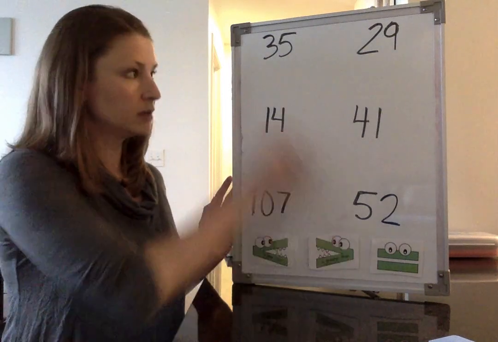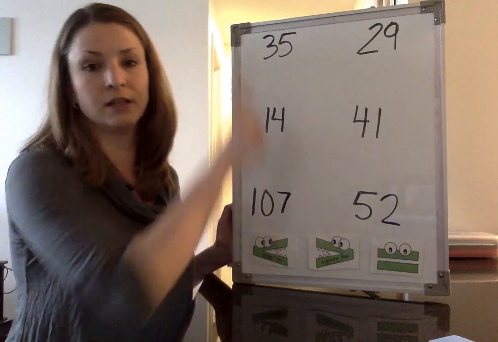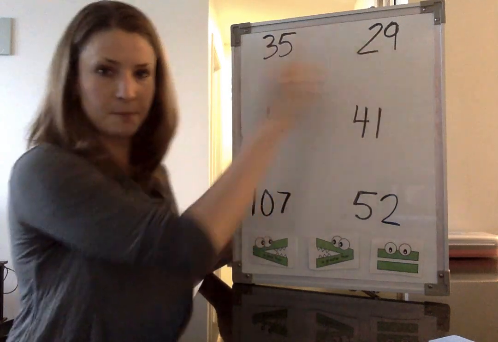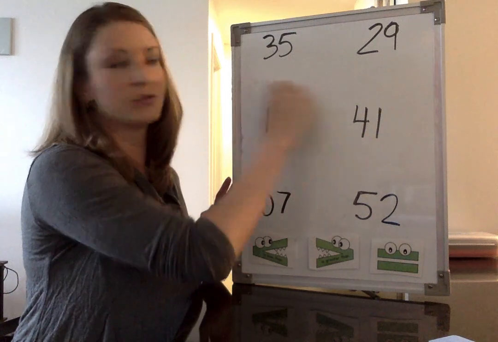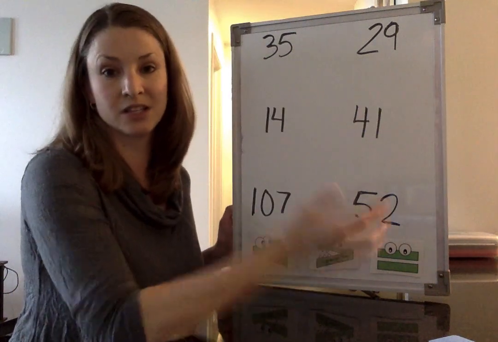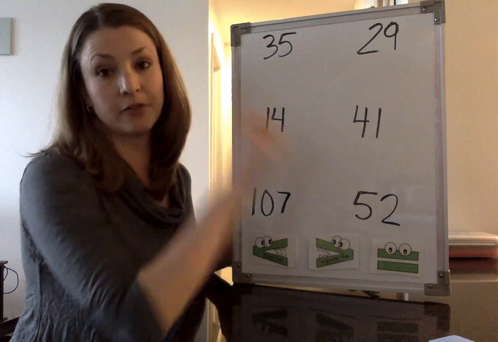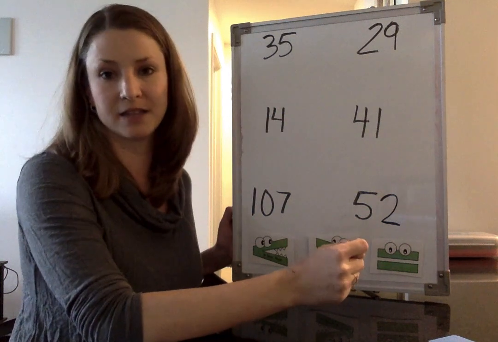And when we read our sentences, we always read from left to right. So whenever we check our answers, you start on the left and read it all the way through to make sure it makes sense, just like when we read our books. We're going to do the same with our math today.